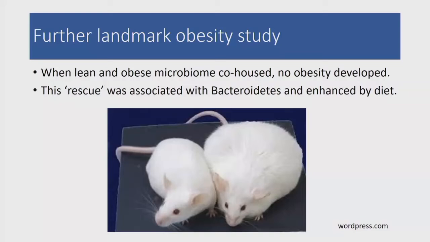However, when they co-housed the mice that were given the lean microbiome with the obese microbiome, the obesity didn't develop. This was postulated to be due to the fact that these mice are coprophagic, so the obese mice were eating the lean microbiome, and the rescue of the obese mice was associated with a colonization of Bacteroidetes from the lean mice. This rescue was actually enhanced when they were also fed a low-fat diet.